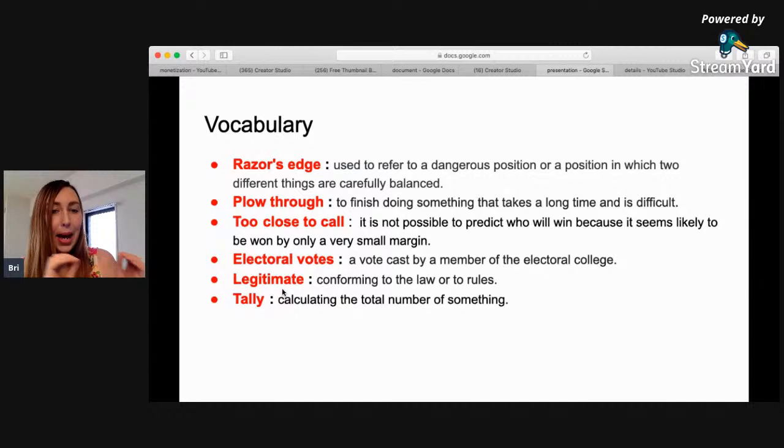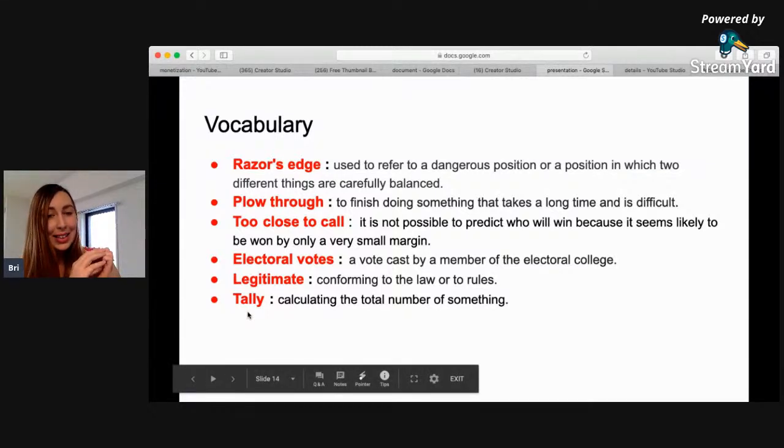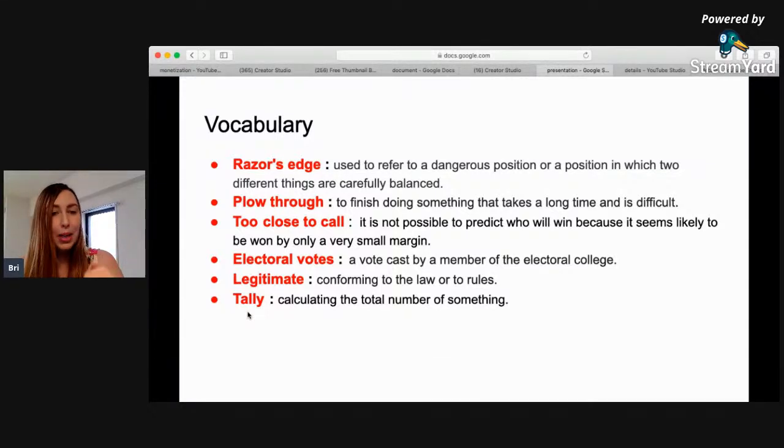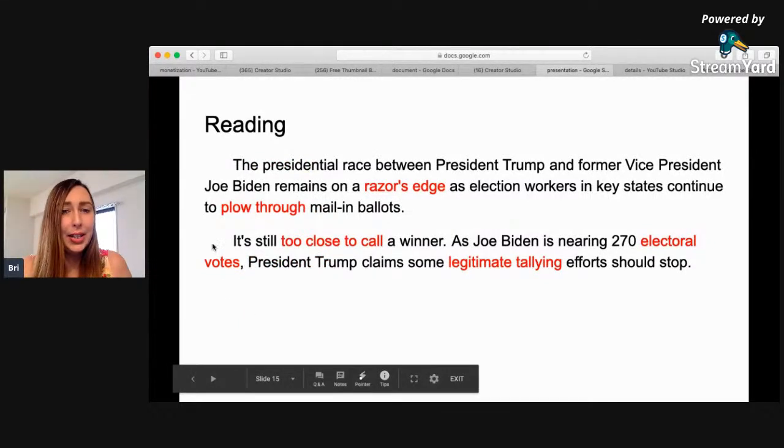Legitimate means by the book. It means conforming to the law or to the rules. And tally means calculating or counting the total number of something. So let me just reread this and let me answer your questions, okay?